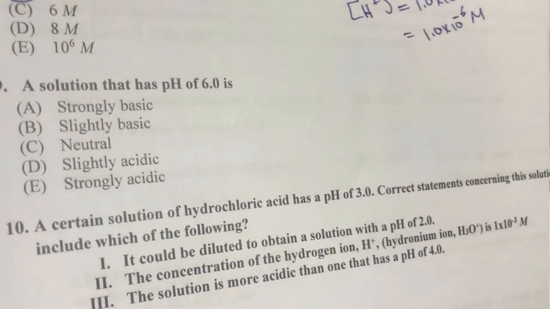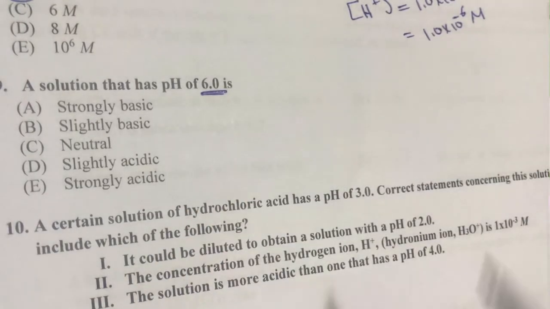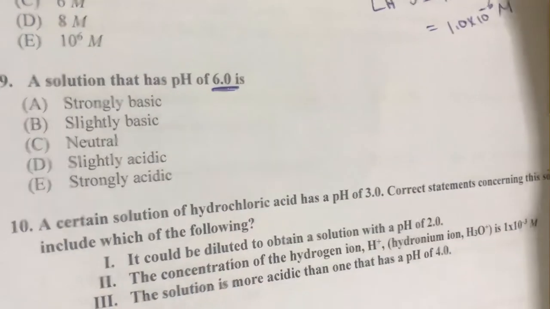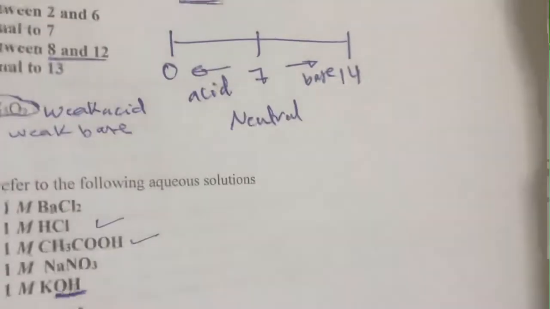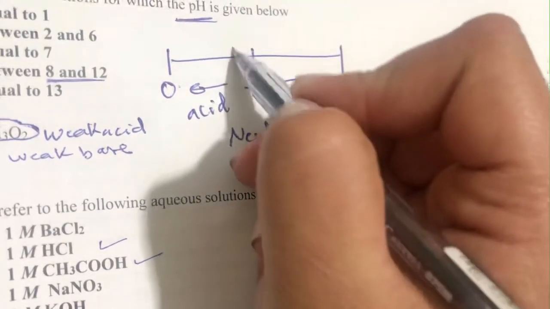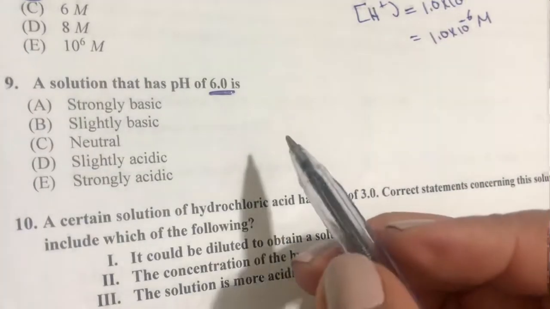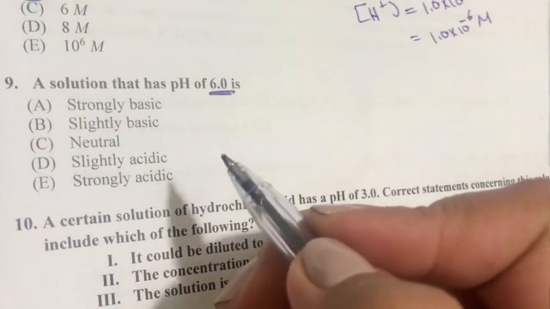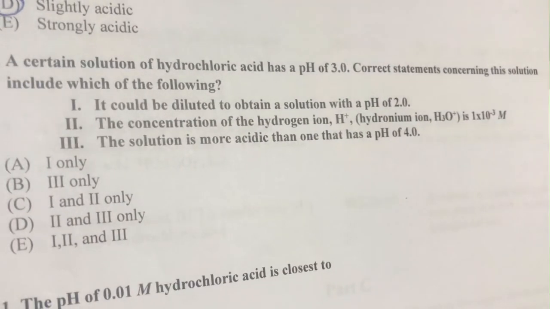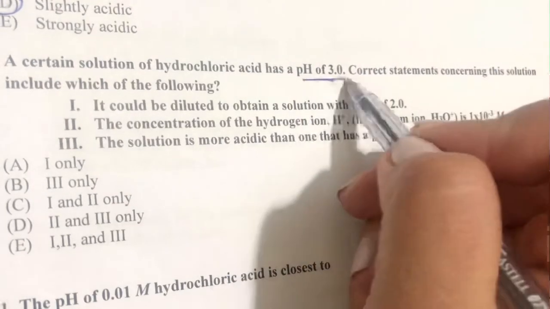Question 9. A solution that has a pH equal to 6. pH equal to 6 is less than 7, so it's acidic. At 6 here, it's a weak acid. So the answer is slightly acidic. D.